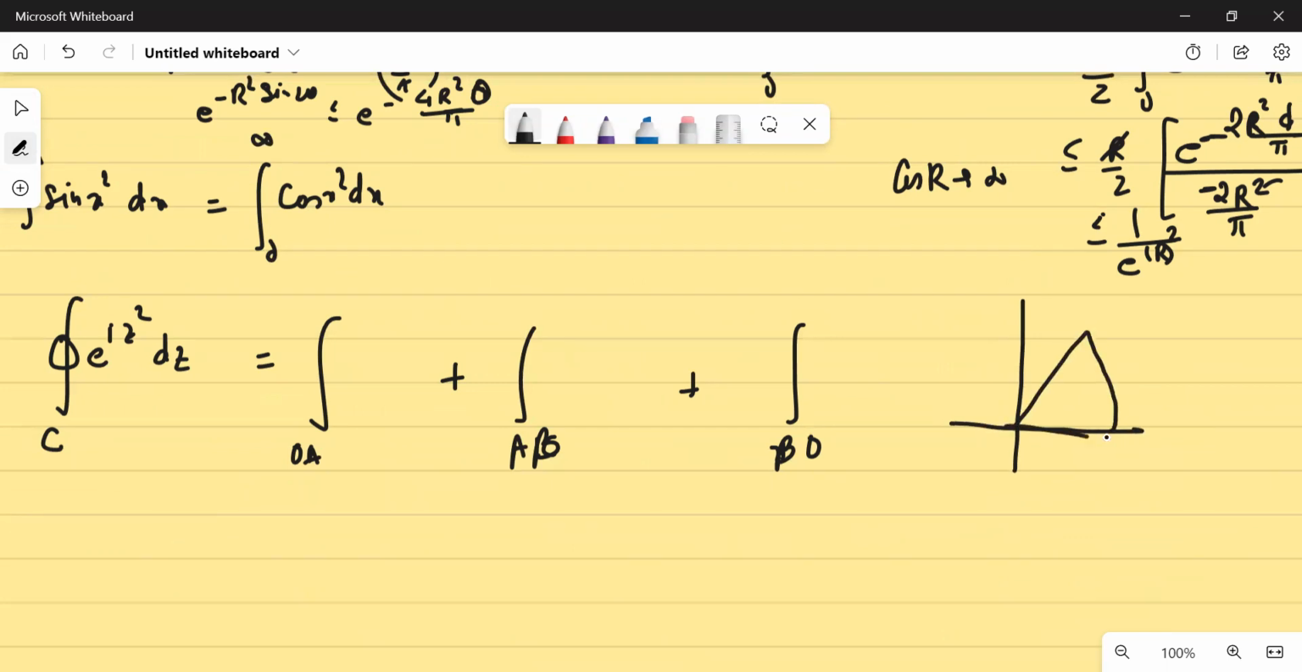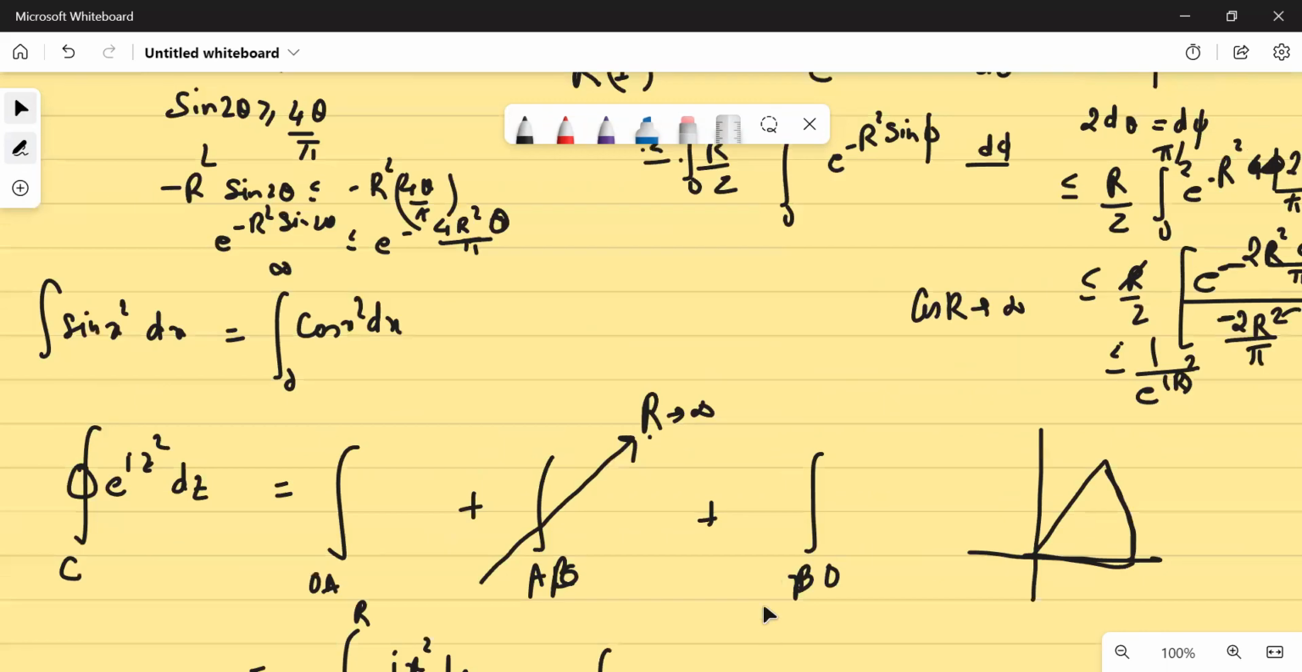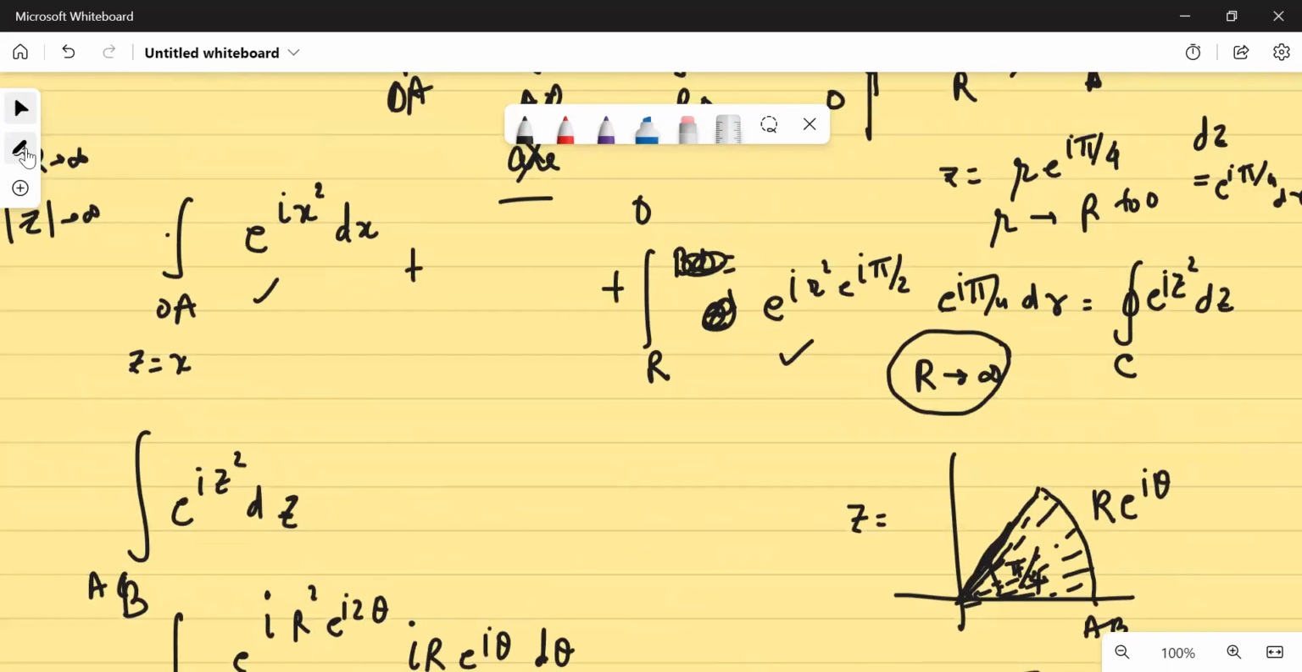Because we were lacking space, I have made it here. So this integral would tend to 0 as r tends to infinity. So forget about it. This integration would become e to the power iota x square, I'm not writing it initially, I'll write 0 to r e to the power iota x square dx, plus the integration along BO. What was the integration along BO? I will rewrite it here. So let us first simplify it.